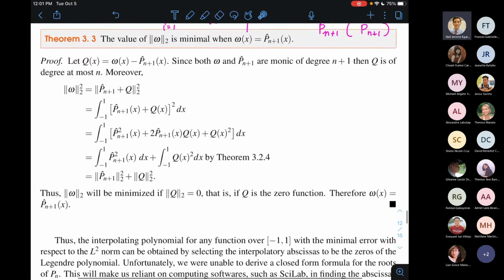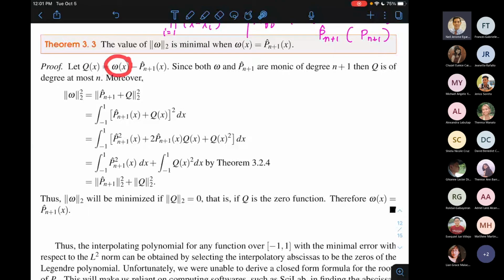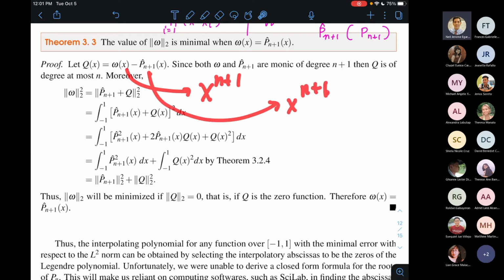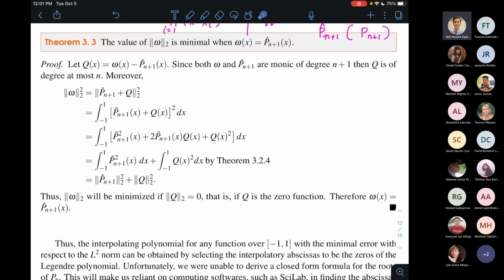Okay? Now, what can we say about omega? Omega is degree n plus 1. P hat is degree n plus 1. So that means q is of degree at most n. Kasi monic to. So ang leading term dito ay x to the n plus 1. Leading term sa p hat sub n plus 1 ay x to the n plus 1. Pag sinubtract natin sila, the coefficient of x to the n plus 1 ni q ay magiging equal kay 0. So kaya ang degree niya ay at most n na lamang. Okay, so let's remember that for later.